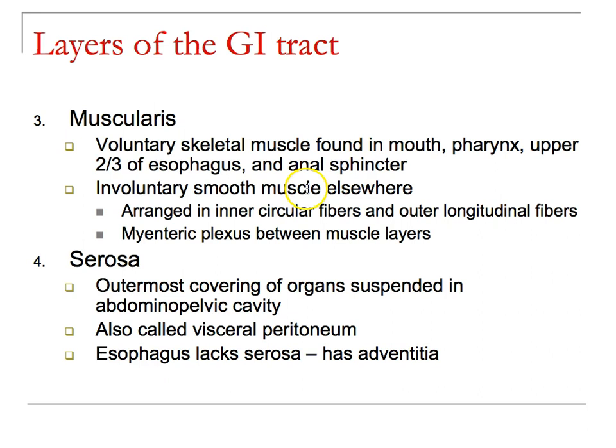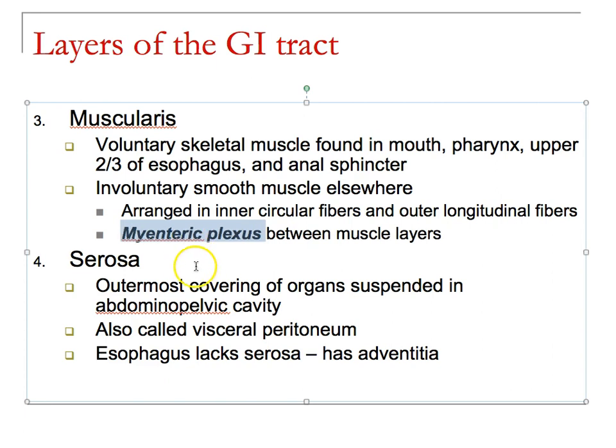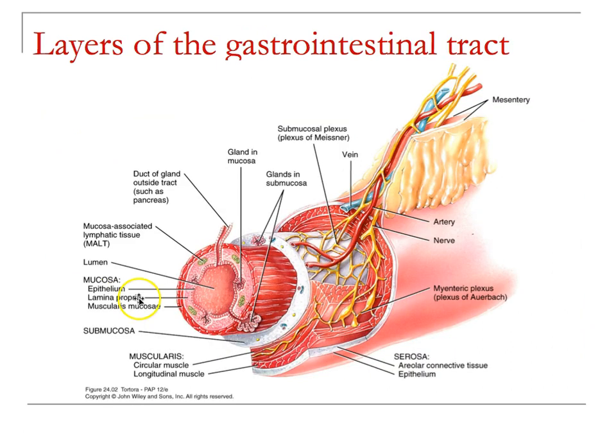And then it's involuntary everywhere else, where you're going to arrange inner circular fibers and outer longitudinal fibers that will be controlled by the myenteric plexus. You'll see how that happens in a minute. We have to hold it all in place, which means we put a visceral peritoneum around it, and the visceral peritoneum is what we call a serosa, unless we're inside the esophagus, where it has an adventitia. Let's take a look at what that looks like.